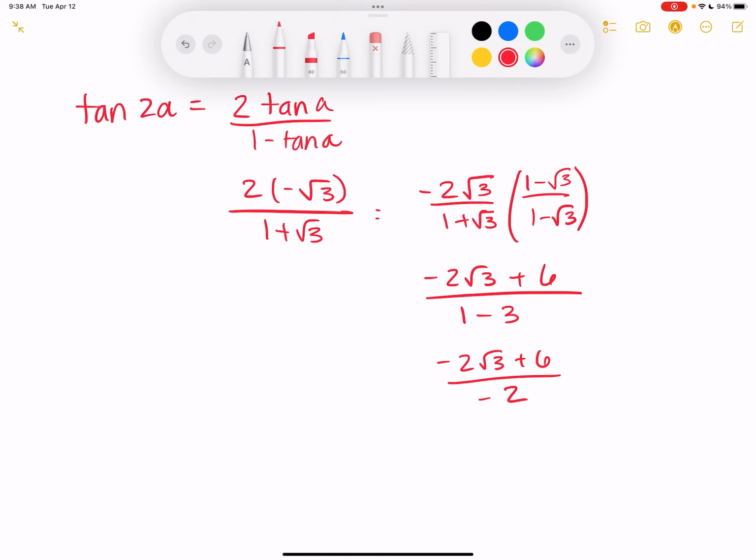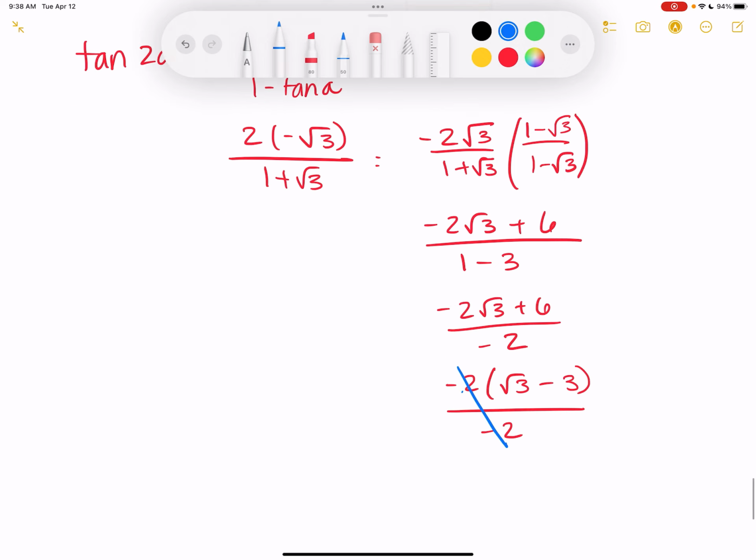But you gotta, okay. So I'm going to get rid of my negatives, so I'm going to take a negative 2 out of the top. So negative 2 times root 3 minus 3 over negative 2. And then it allows that to cancel so that I finish with root 3 minus 3.